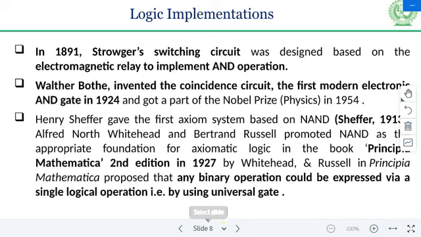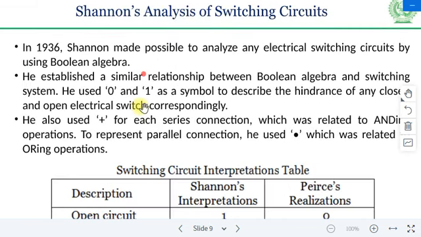Now Shannon's analysis of switching circuits. Look at Shannon's work, the modern digital circuit is based on Shannon's. But if you go back, the electrical switching circuit, which uses Boolean algebra, was already described by Peirce in this letter, in 1886.